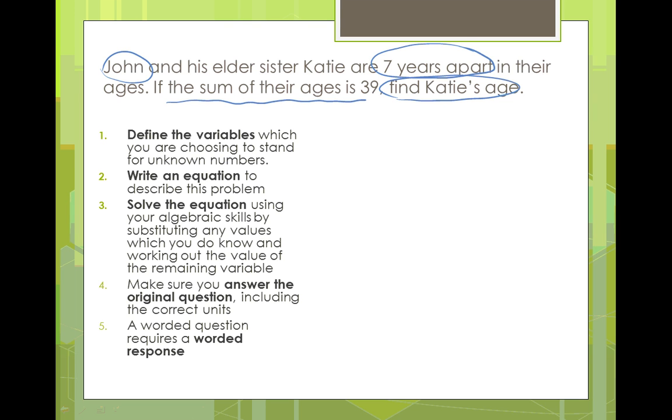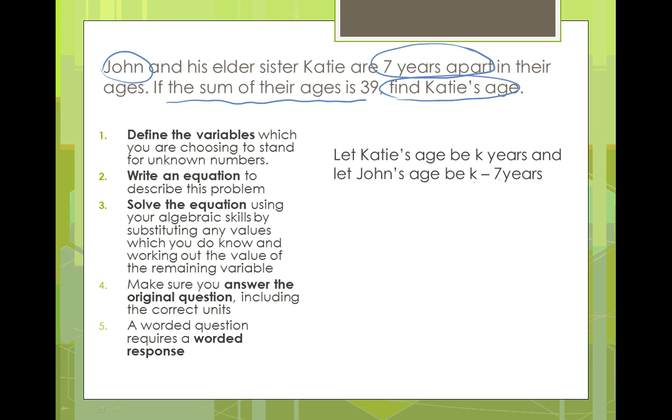All right, so this is what I've decided on. I'm going to let Katie's age be represented by K years, and I'm going to let John's age be represented by K take away 7 years. Now have a think about how I've got that. John and his elder sister Katie. So Katie is 7 years older, which means John is 7 years younger. So he is Katie's age, take away 7. Now I've got both ages written in terms of one variable, and that's K.